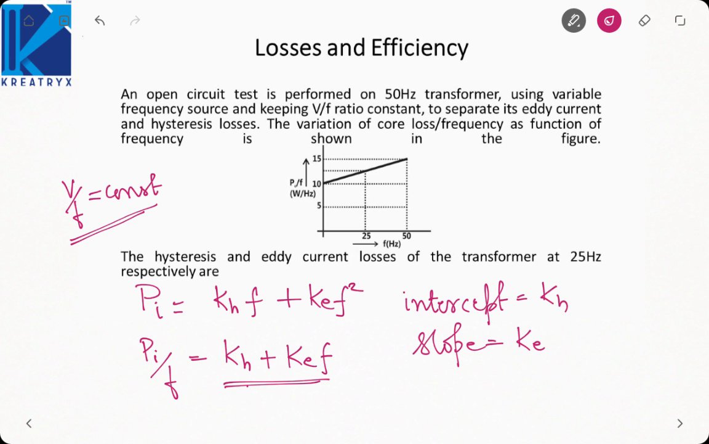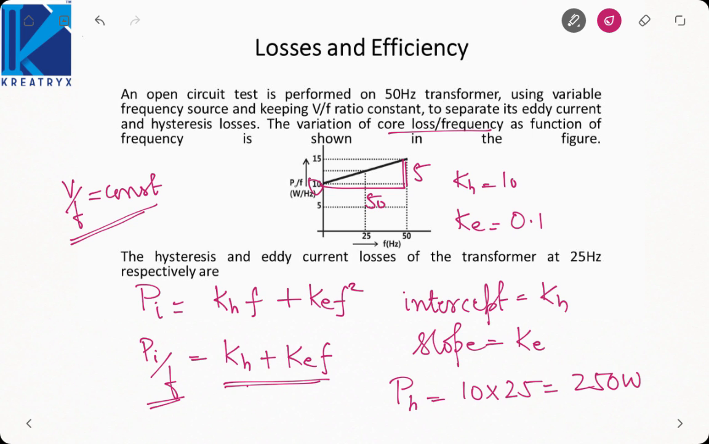The variation of core loss upon frequency, that is Pi by F versus frequency, is shown. So the intercept, Kh, is 10, and the slope is how much? This is 5, this is 50, that is 0.1. We need to find the hysteresis and eddy current loss at 25 Hertz. So PH will be Kh into F, that is 10 into 25, 250 watt. Then eddy current is 0.1 into 25 square, that is 62.5 watt. So that is one other method of determining the hysteresis and eddy current loss.